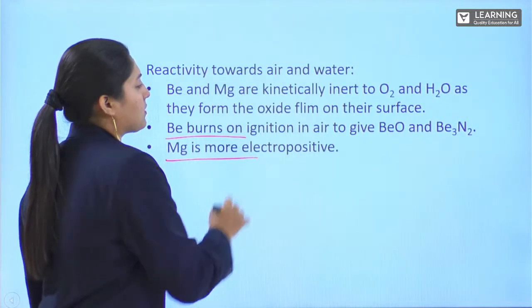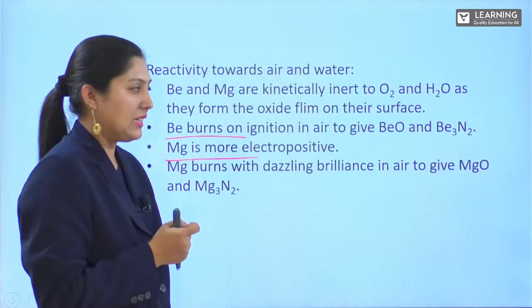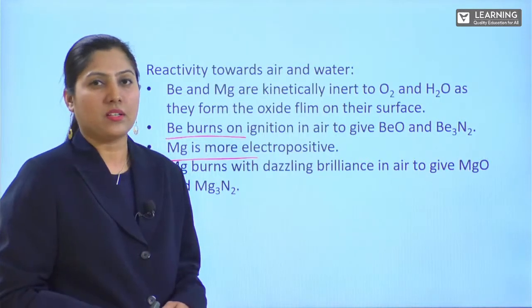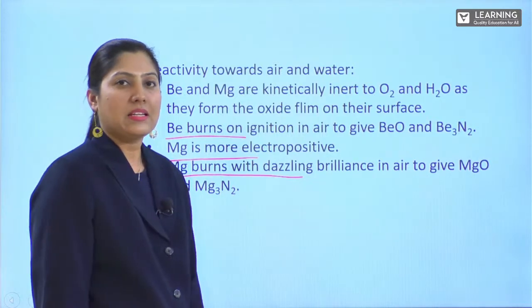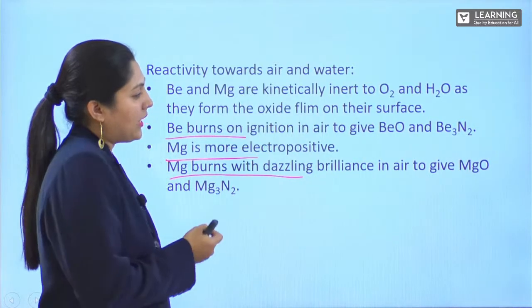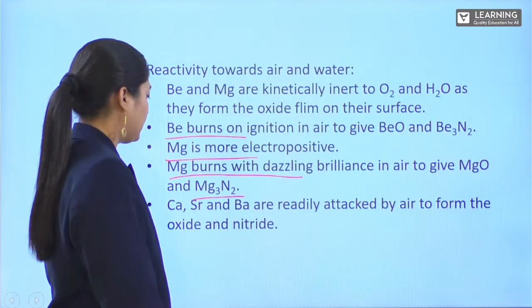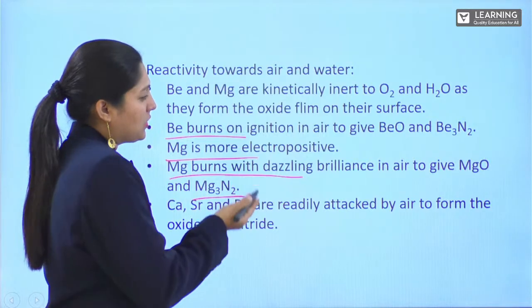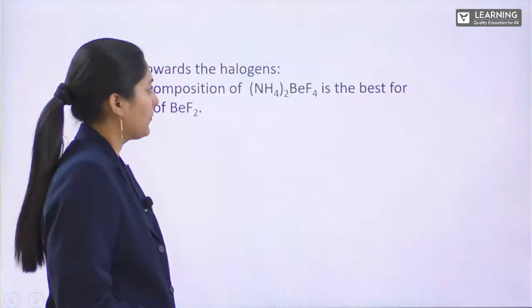Even magnesium is more electropositive, as we know. It burns with dazzling brilliancy, meaning a dazzling flame. You might have done this experiment in your high school too. Magnesium burns with a dazzling brilliant flame in air to give magnesium oxide and magnesium nitride. Calcium, strontium, barium are readily reactive towards air and form oxides and nitrides.